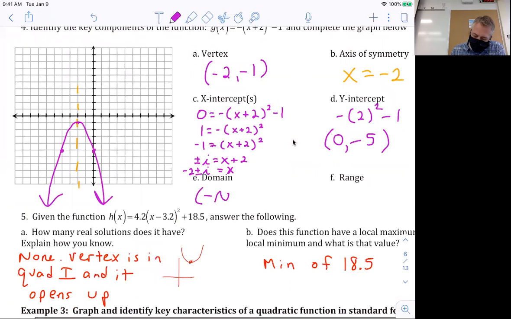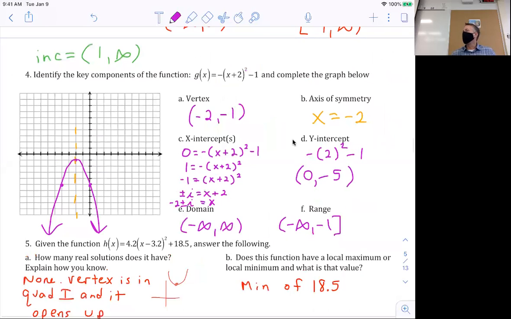Domain will be all real numbers, so from -infinity to infinity. Range is from -infinity to -1, inclusive of -1. All right, so that was kind of a recap of last class. You guys good with that? You have any questions? We're okay?